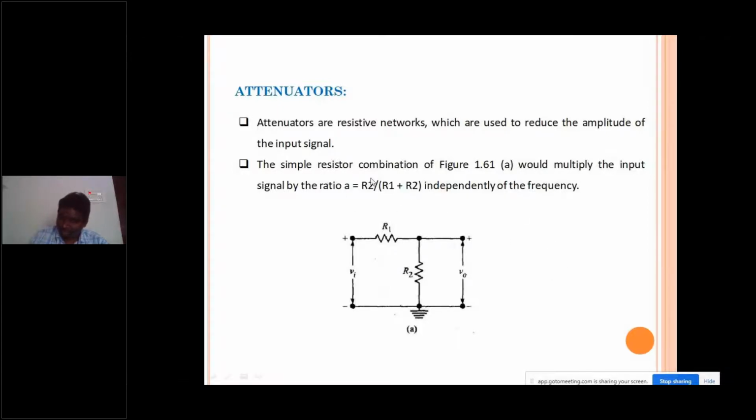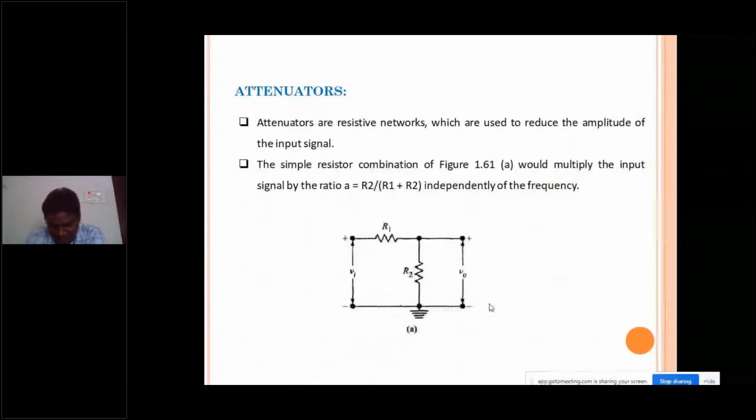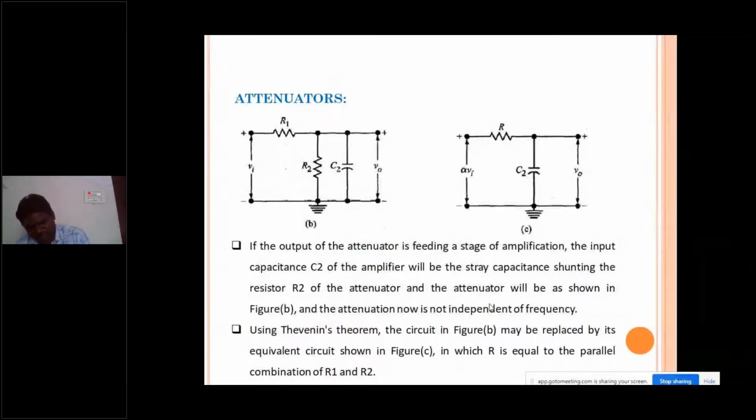This value is less than 1. If a value less than 1 is multiplied with the input, the output voltage is less than the input, which means the amplitude of the input signal is going to be reduced if you apply some signal to an attenuator. That is the thing we need to understand in attenuators. But see here, for any circuit there exists a stray capacitance. You already know about it.